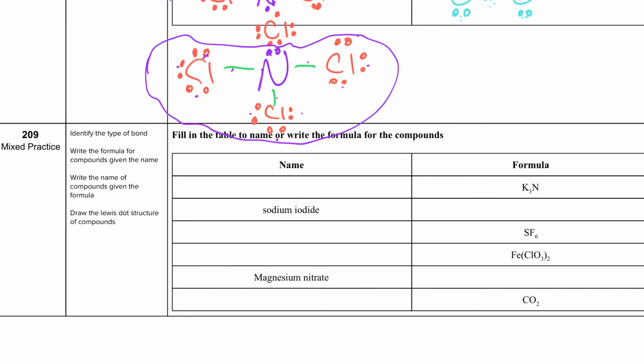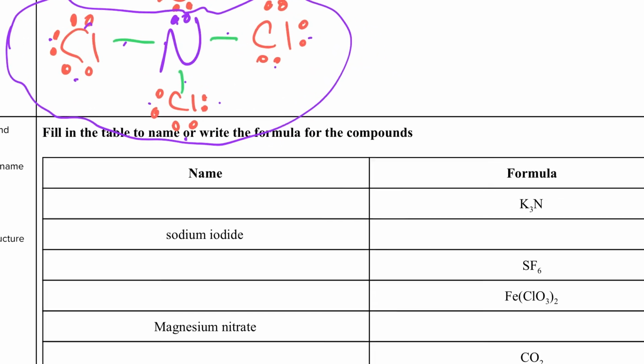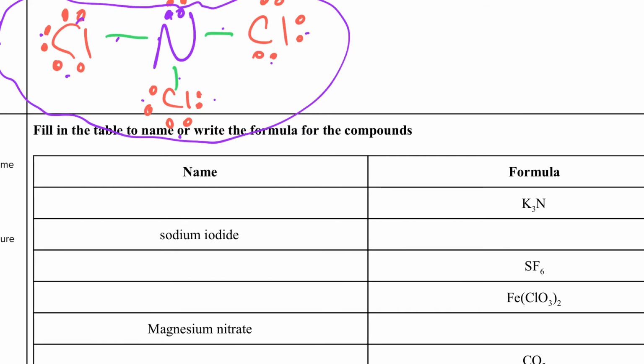Lesson 209 was mixed practice. So in this question, here's the formula. Give the name. Well, it's K3N. Potassium is a metal. Nitrogen is a nonmetal, so it's an ionic compound. So we use our ionic naming. So this would be potassium nitride.